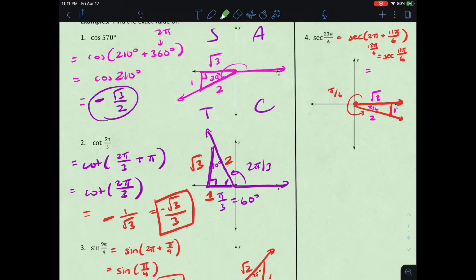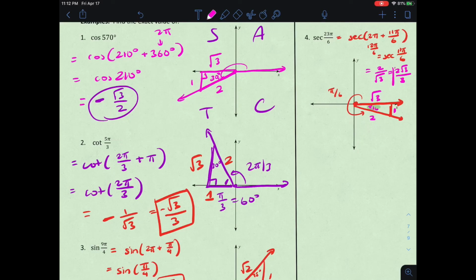I'm going to find secant of that angle. So in quadrant 4, I know secant is positive because cosine is positive. And I know secant is the reciprocal of cosine. So if cosine is adjacent over hypotenuse, I know secant is hypotenuse over adjacent. And so the hypotenuse here is 2. The adjacent is square root of 3. And then if you rationalize this, you get 2 square root of 3 over 3.